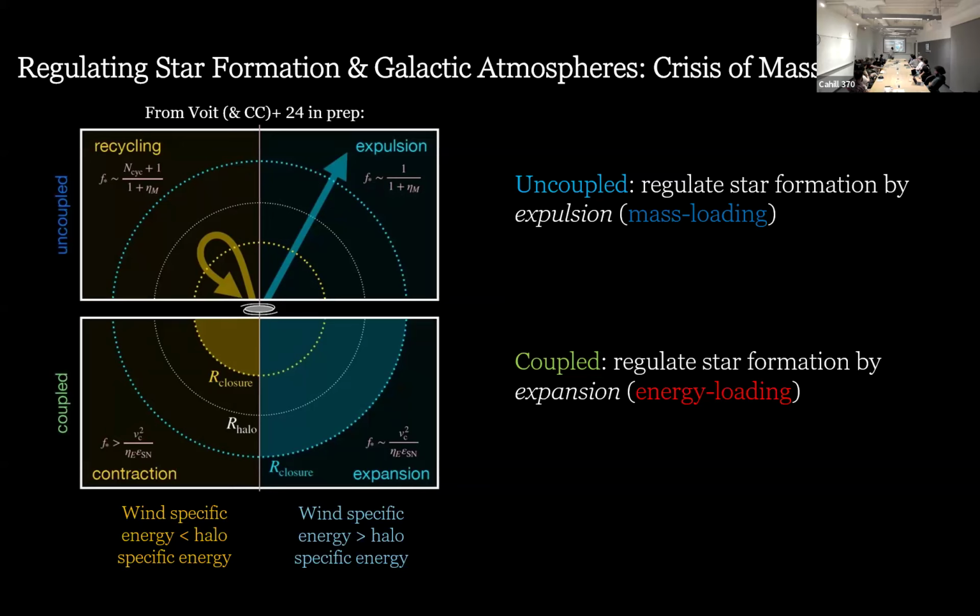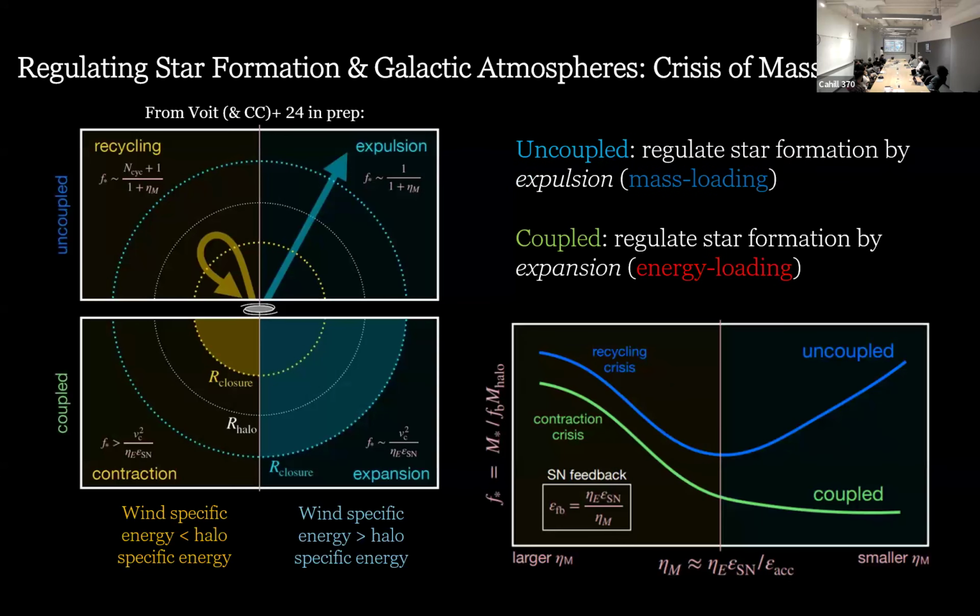And also, this is related to thinking about the specific energy in these winds compared to the halo specific energy, or the specific energy that the gas would have had as it accreted onto the galaxy. And so when these winds are delivering more energy than the gas originally had when it was accreted, that's when the feedback is most effective.